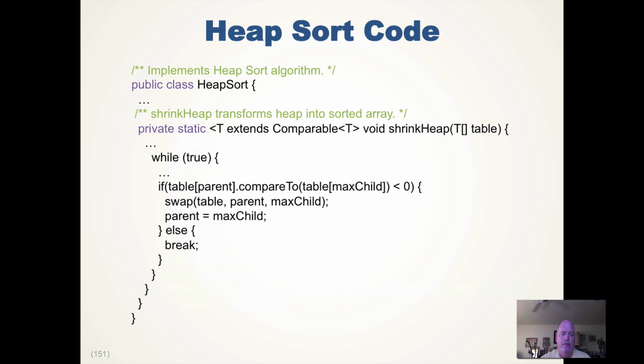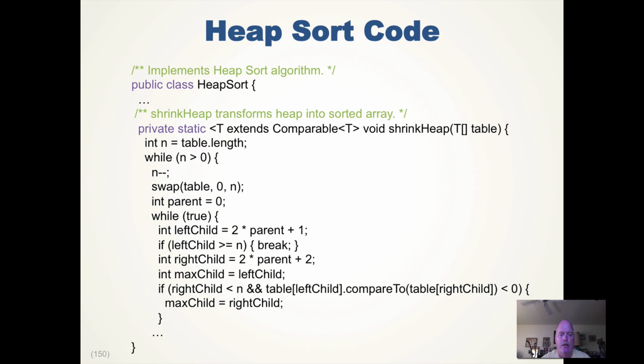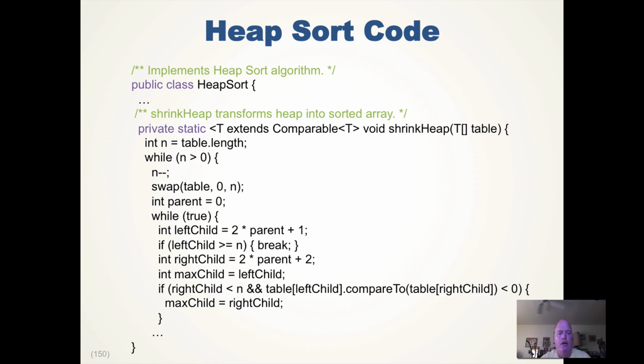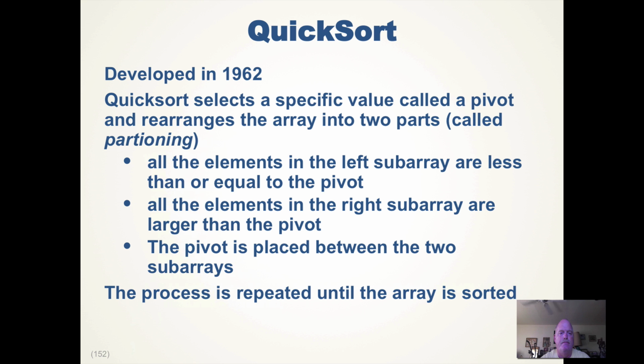And once we do the parent, the max child, we go back up to the loop and we recalculate the left and right children, and so we keep going until we've reheaped. And that is how we're removing the root, putting it in the right place, and we keep looping until we get to 0 and we have shrunk the heap to 0 and sorted the array.